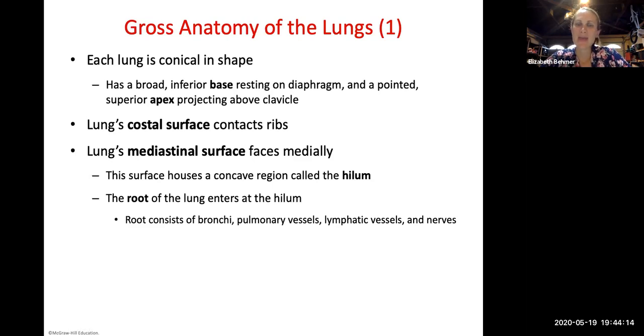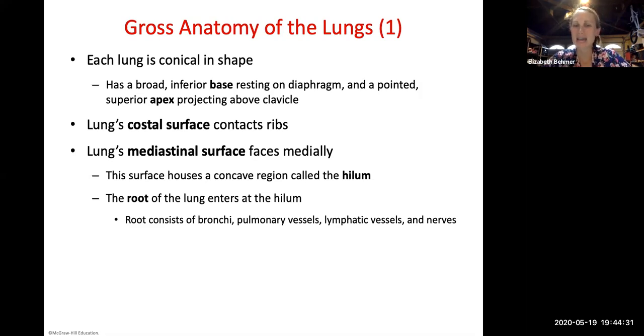It has a base resting on the diaphragm and a pointed apex. And the apex of your lungs actually projects just above your clavicle. The costal surface contacts your ribs. So that would be the exterior, kind of frontal side of the lungs.